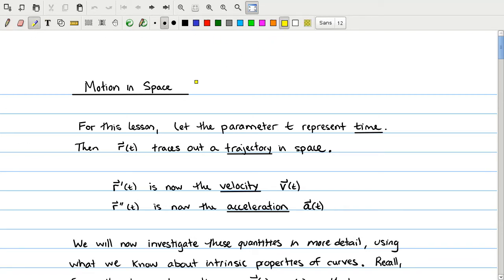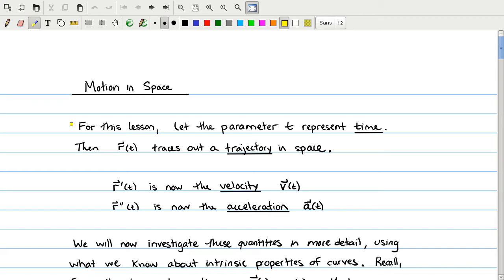This lesson is going to be a situation where we take things that we've already learned about curves in general, and we now apply them to a particular application of curves, that is their ability to describe motion in space. So what we're primarily going to do here is talk again about parametric curves, position as a function of a parameter t, but we're now going to explicitly think of t in terms of time.